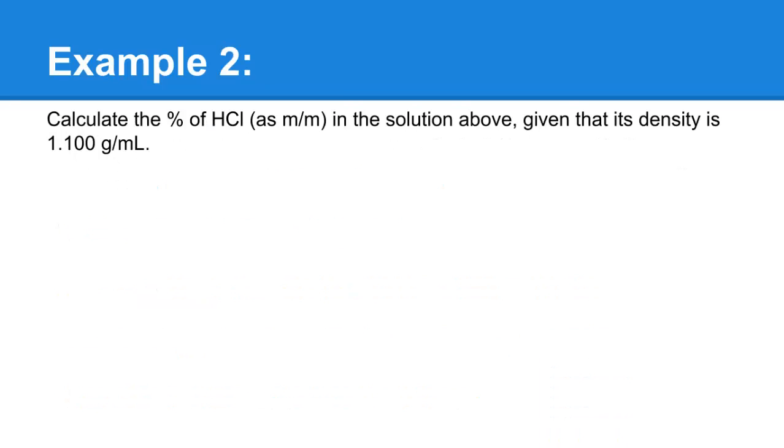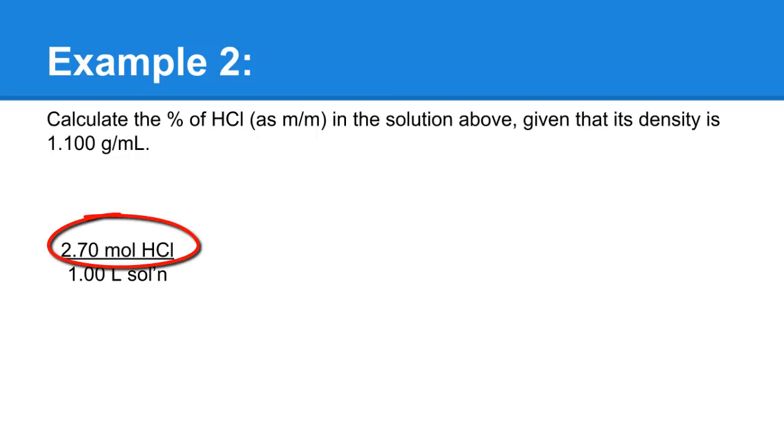The second part of our example asks us to calculate the percentage of hydrochloric acid as a percentage mass by mass in the solution given above, given that its density is 1.100 grams per mL. What we need to do then is look at this question and this calculation in two parts. We're going to first look at the 2.70 moles hydrochloric acid, and then we're going to look at the second part, the 1.00 liters of solution.